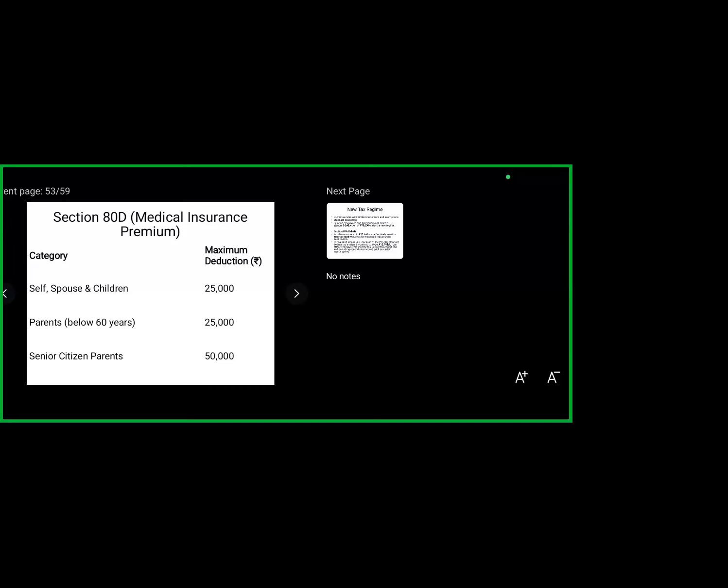Section 80D Medical Insurance Premium. Self, spouse and children, 25,000 maximum.